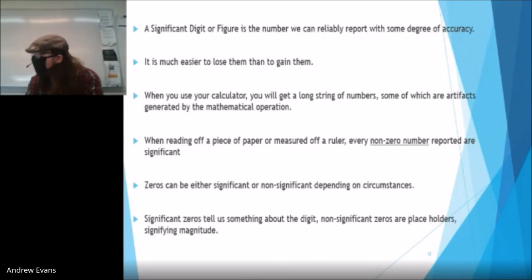But if I say there's about 30 people in the club, it could be 32, could be 29. That zero essentially says it's close to 30. It's big like 30, but not exactly 30. I know this is getting kind of philosophical with numbers, and that's not what we're taking chemistry for, to get some philosophy. But that's kind of what we're dealing with here. So we have to look at the circumstances. Significant zeros will tell us something about the digit, non-significant are placeholders, signifying magnitude.